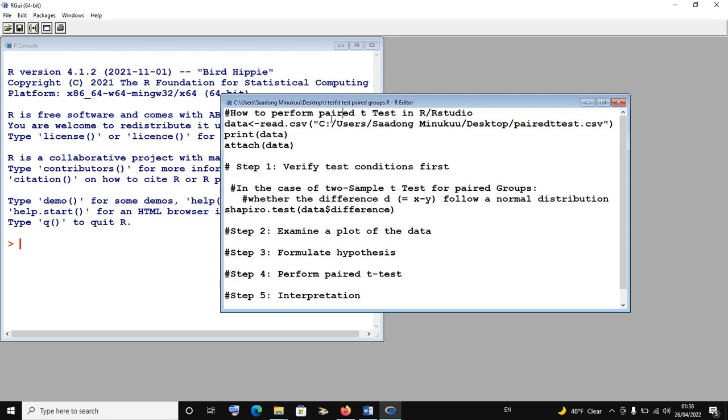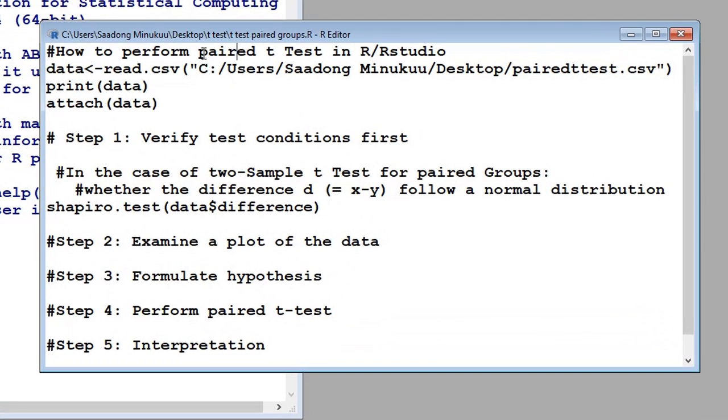In today's tutorial, I'm going to show you how to perform a paired t-test in R or RStudio, depending on whichever one that you are using.